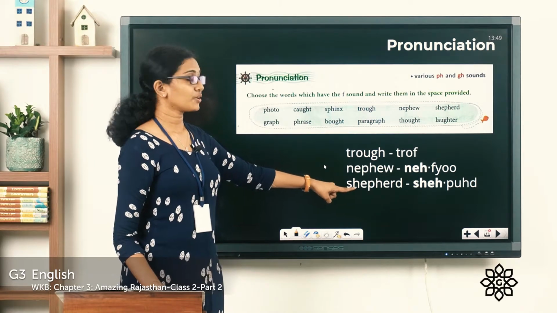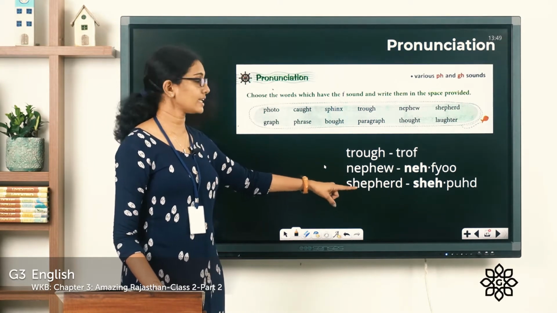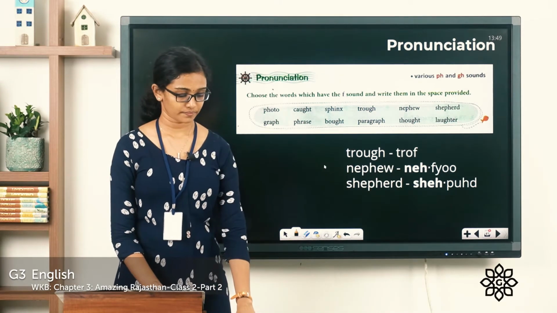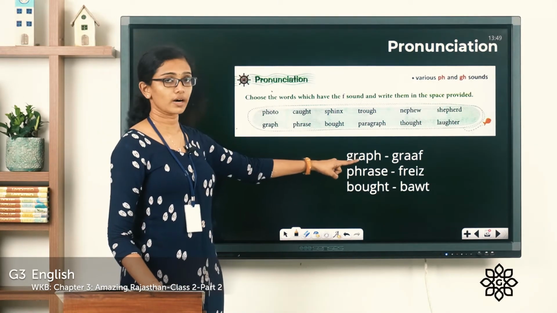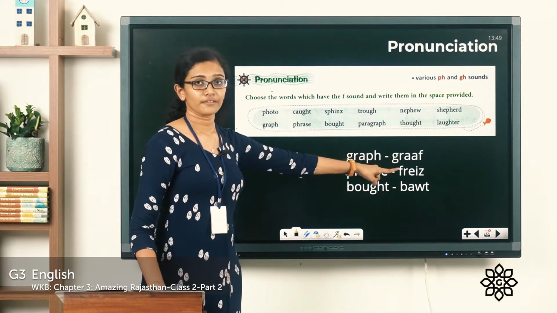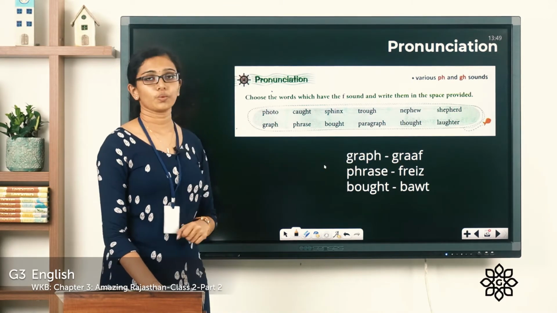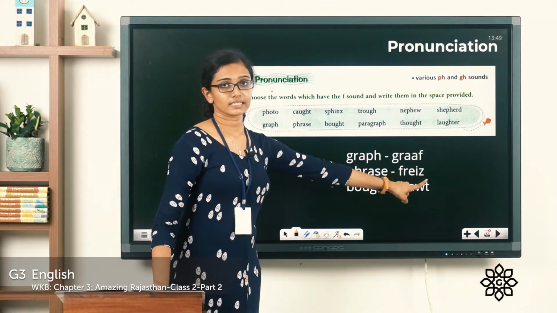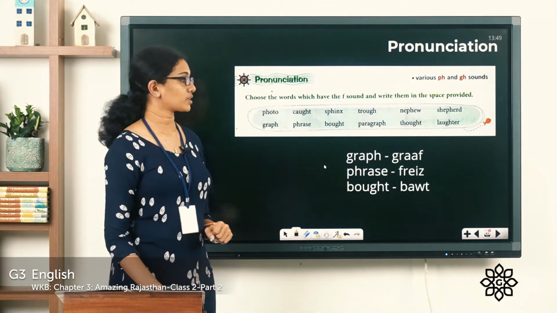Next word, how do you read this word? Shepherd. Let's read it once again. Shepherd. It does not have an F sound. Now, the next word. How do you read this word? What is the sound of this word? You read this as graph. Again, graph. The next word. How do you read this? The sound is phrase. Phrase. So these two words have an F sound.